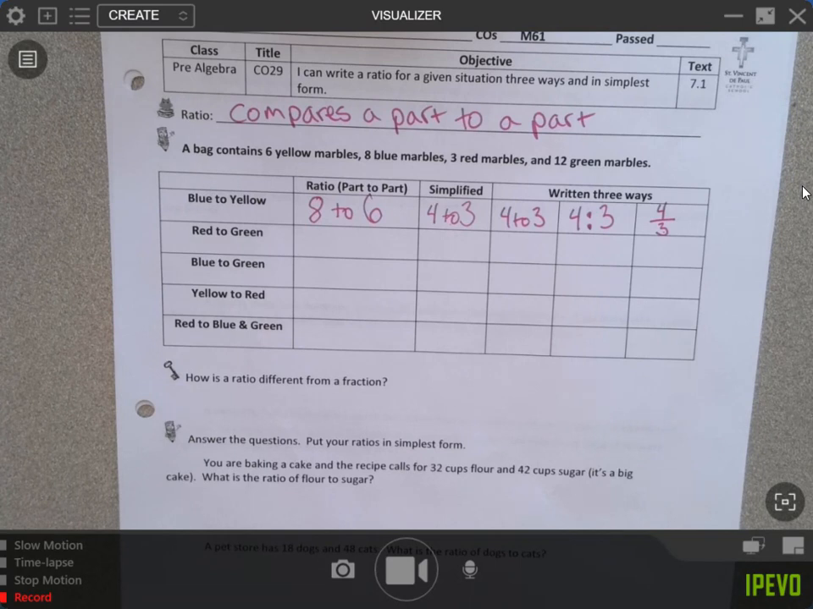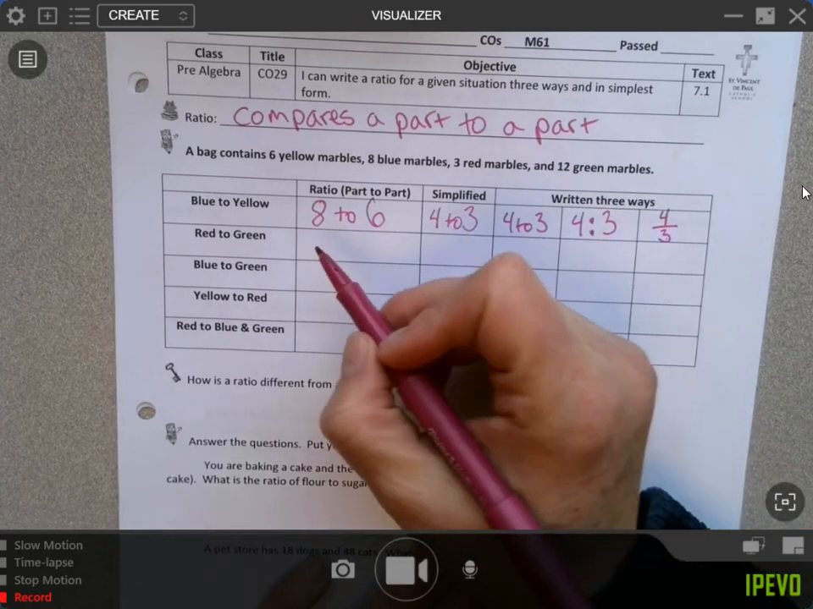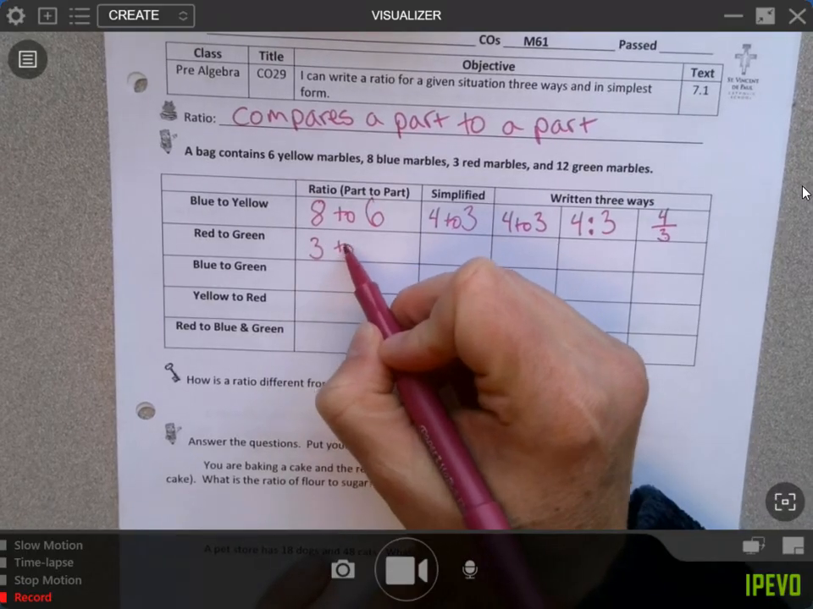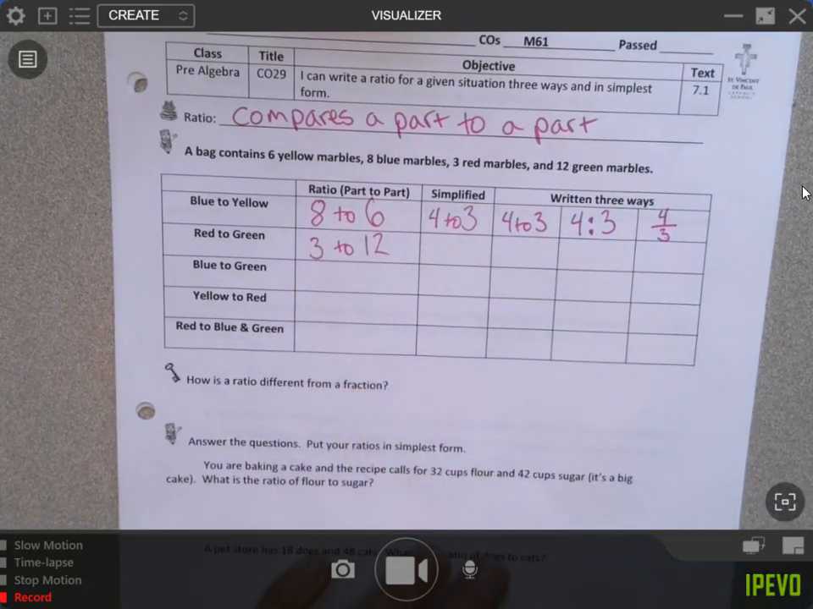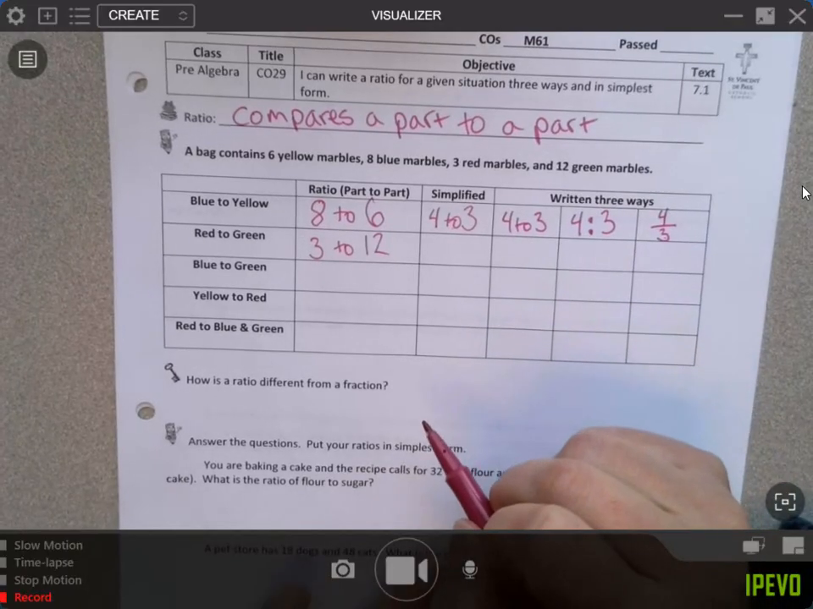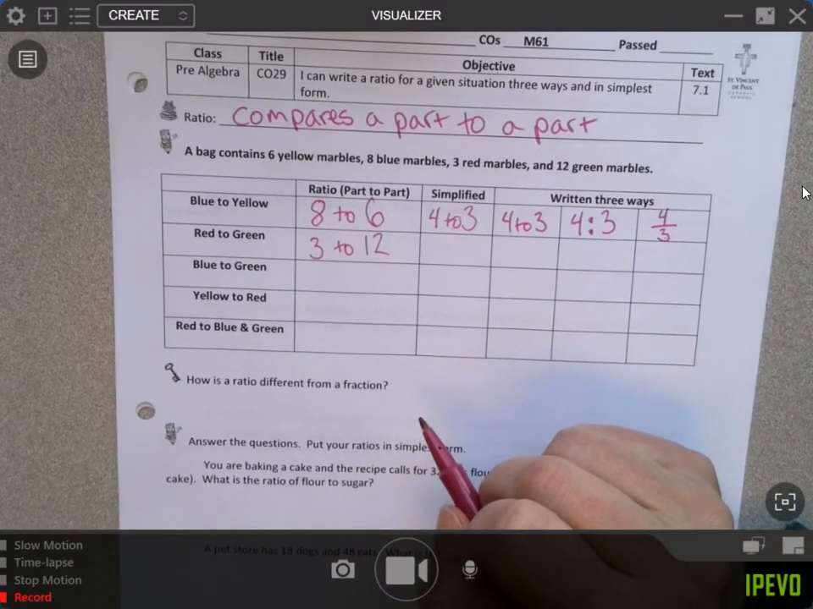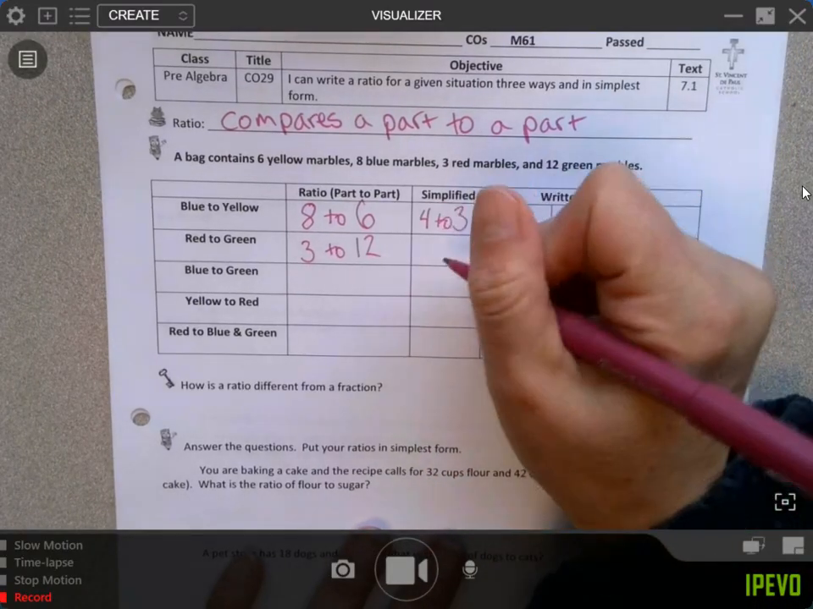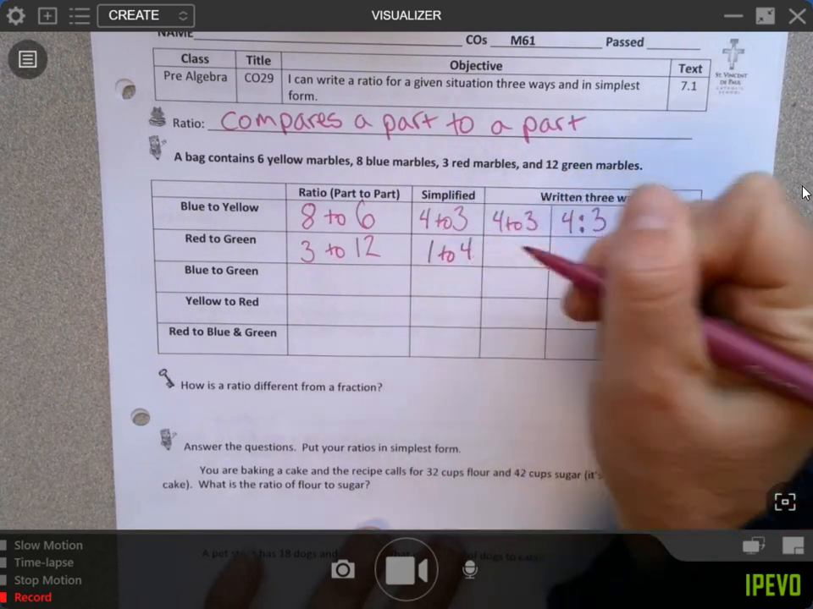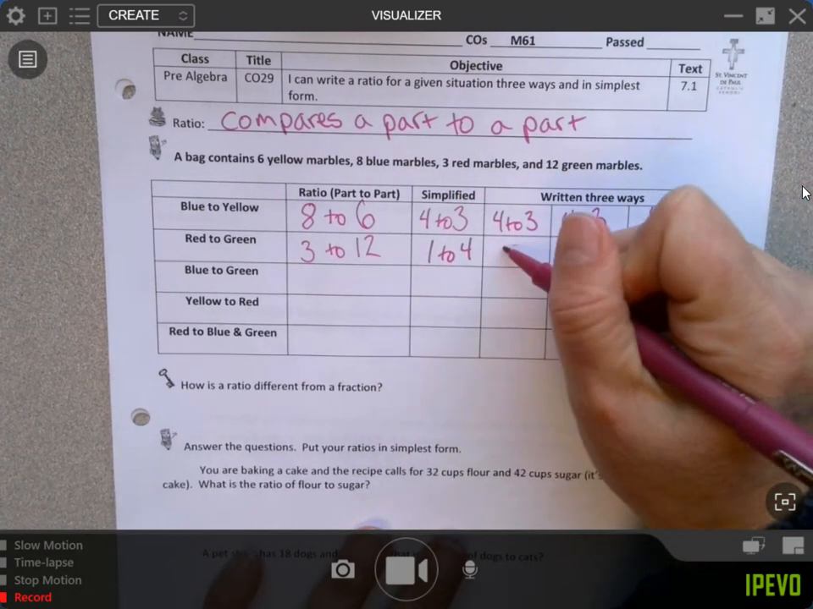Okay. Knowing what we know there, our next one is red to green. What would my first ratio be? David? 3 to 12. Yeah, there are 3 red to 12 green. What would that be simplified? Amala? 1 to 4. Now I need to write it 3 ways.